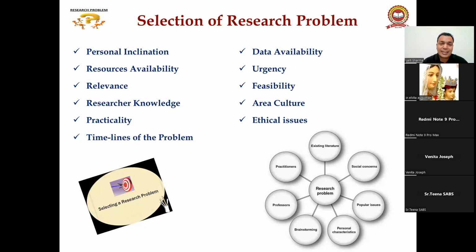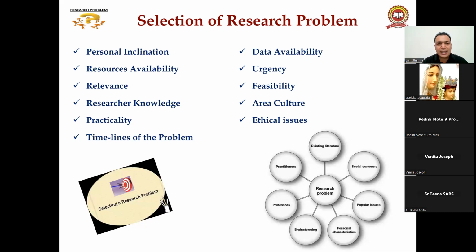Research knowledge, practicality. Always select a problem which is practical, because you know that MEd is a 2-year course. Select a problem which will be finished within 1 year, 1.5 years, sometimes 7 or 8 months. Timelines of the problem. Data availability. There should be availability of data. Sometimes you have selected a research problem related to education data, but after 4 or 5 months, or after 1 year, you come to know that you are not getting the data. Then again it becomes a problem.